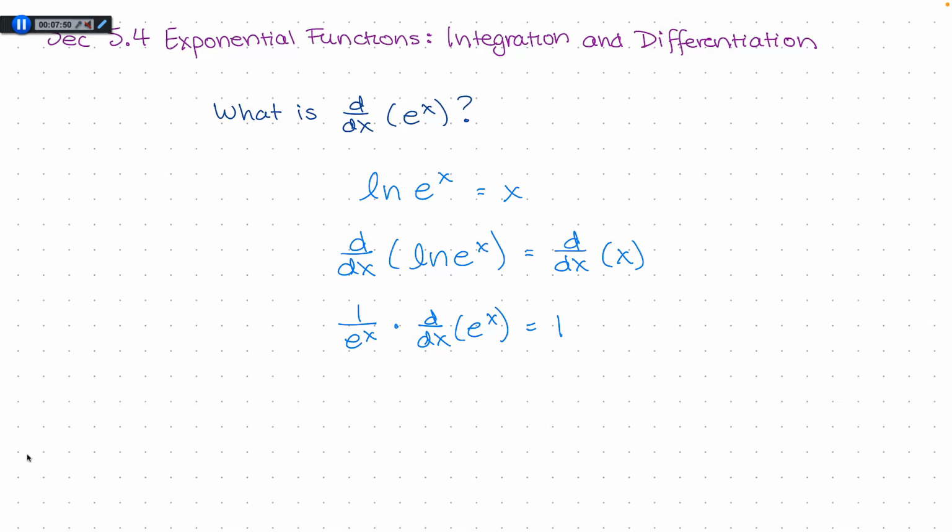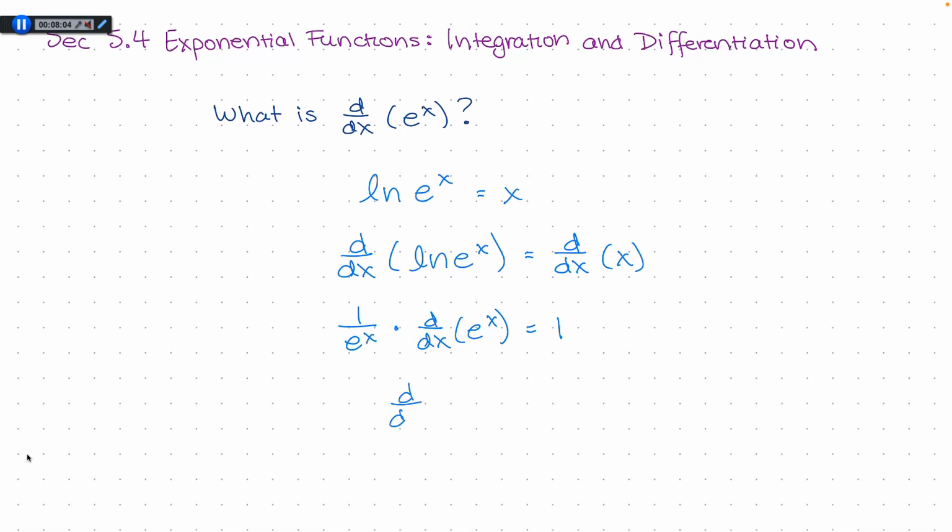But this gives me an equation now to solve for the derivative of e to the x. If I multiply both sides by e to the x, on the left, we're just left with the derivative of e to the x. And what is 1 times e to the x? Whoa. The derivative of e to the x is itself? Yep.